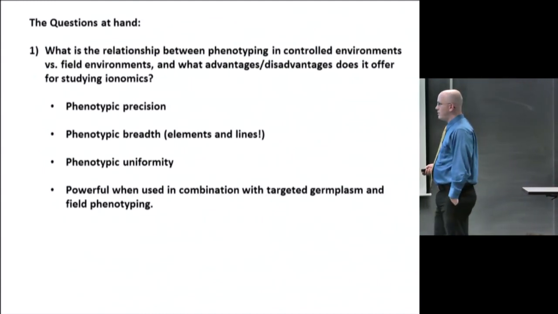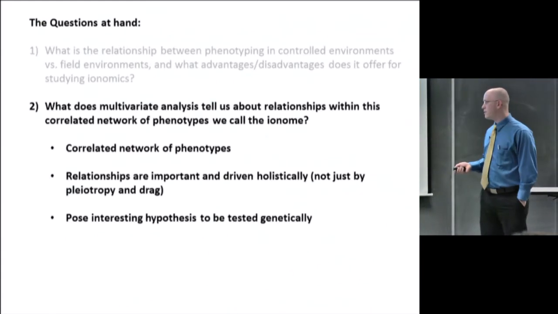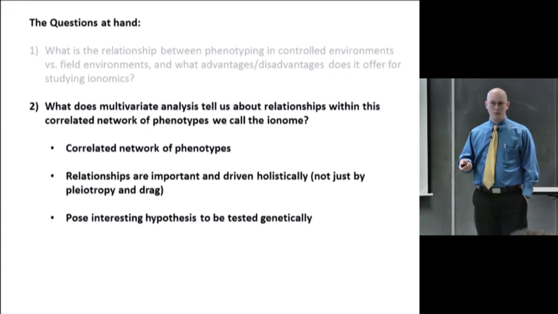What does multivariate analysis tell us? It tells us that there are relationships between the ionome, which is a correlated network of phenotypes. Those relationships are important and driven holistically, not just necessarily by pleiotropy or drag. And they pose interesting hypotheses that we would want to test genetically.